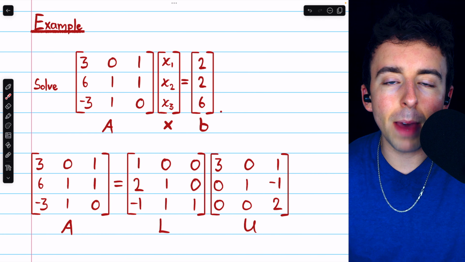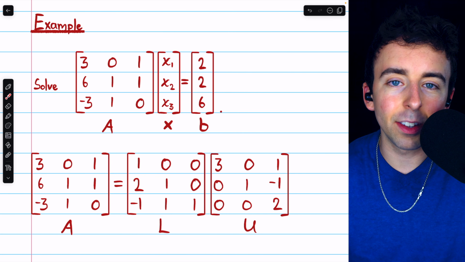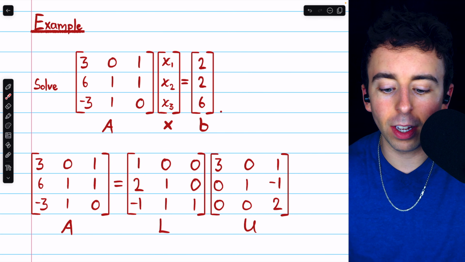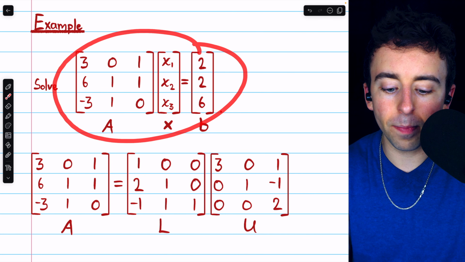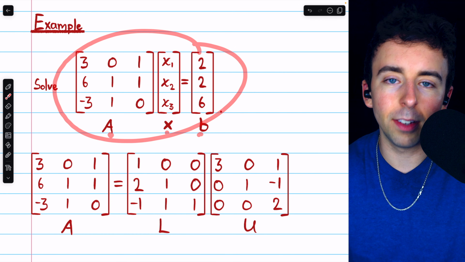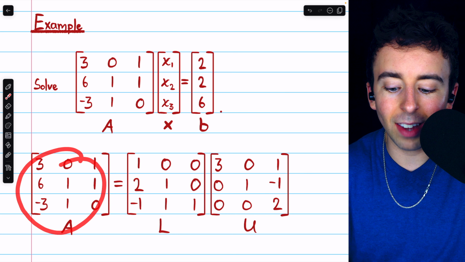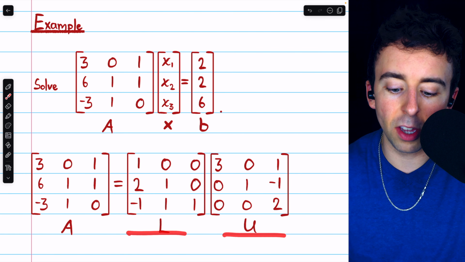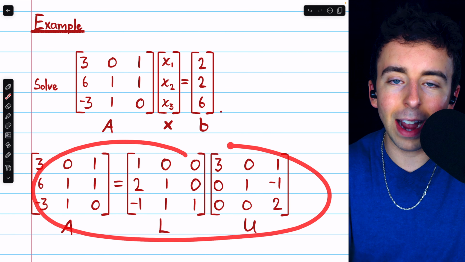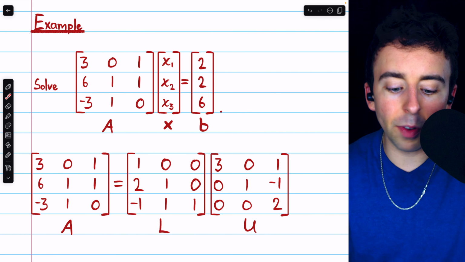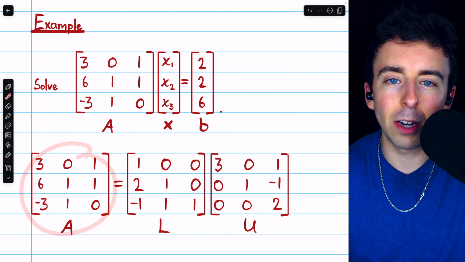For an example of this method in action, before we see how to construct these LU decompositions, consider this system. A times x equals b. It is a 3x3 system. Now you'll have to trust me on this. The matrix A equals L times U. So we're going to just take this factorization for granted. We'll find our own LU decomposition of this matrix later.